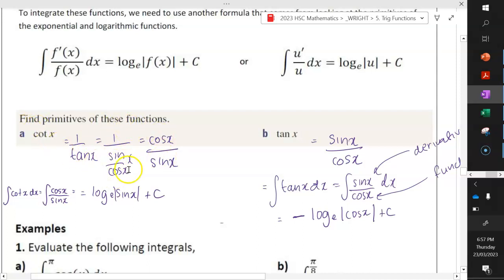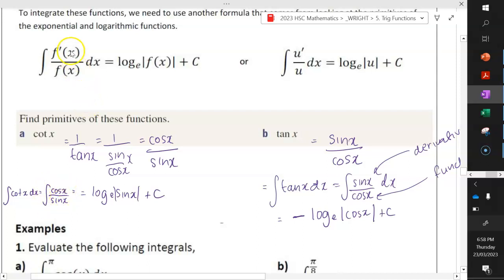So you can either work it out or you can remember that cot is cos on sine. So likewise, tan is sine on cos. So you need to know those, okay? So if I was to integrate cot of x, I would be integrating cos on sine. But what we have there, if we have our bottom line and think of that as our function, the derivative of sine is cos. So this is actually in the format, the derivative on the function.